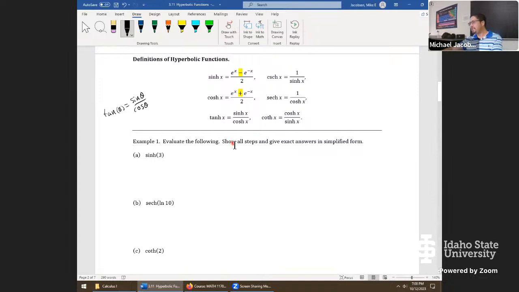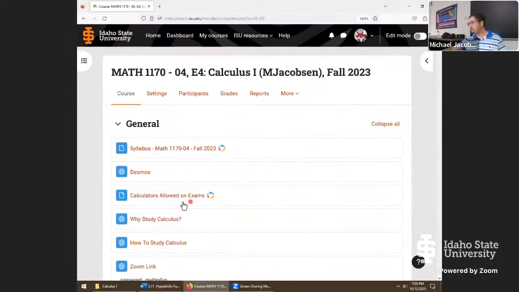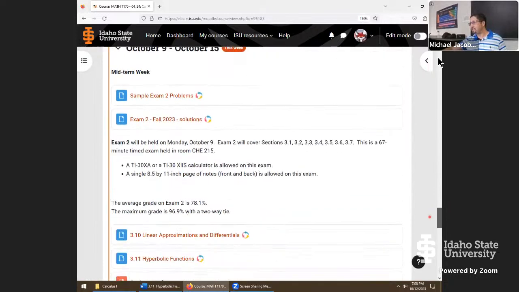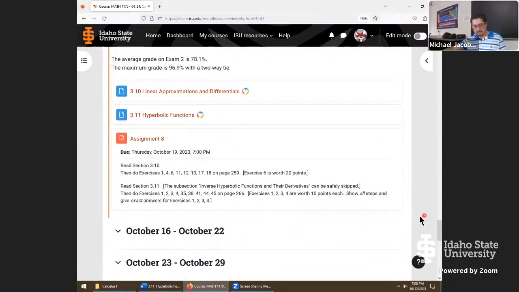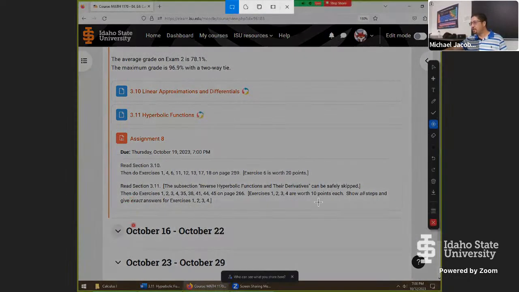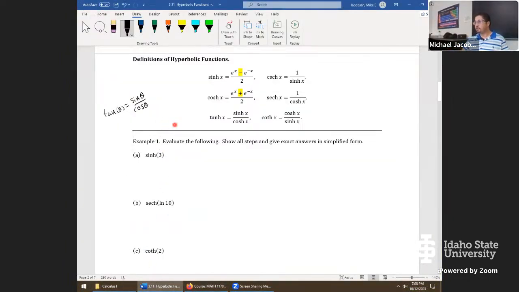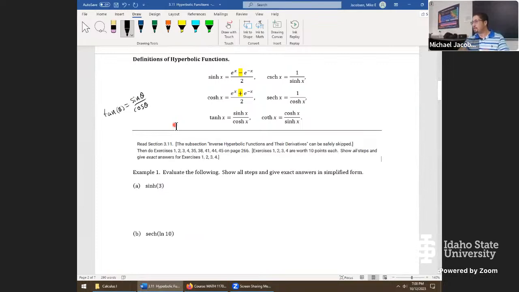Okay, for this, you need to show steps, give exact answers in simplified form. And this is the same instructions for right here on the Moodle website. Oh, I didn't mean to scroll. That resets the view for some reason. So I just want to post this on the document to say on the instructions for this assignment, right here, we're doing problems like exercise 1, 2, 3, 4 with those instructions right there.